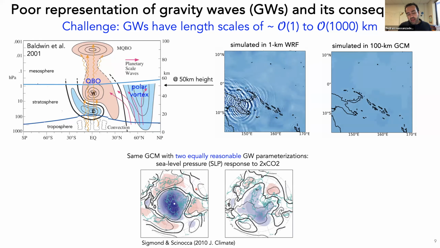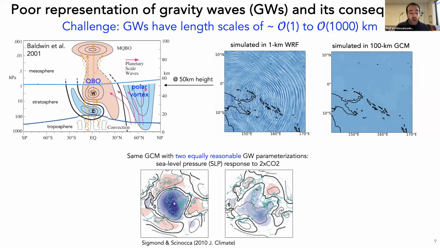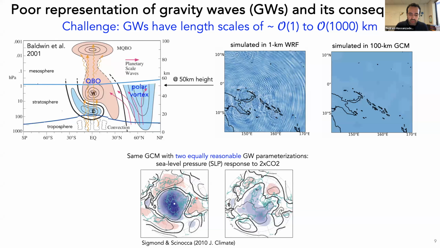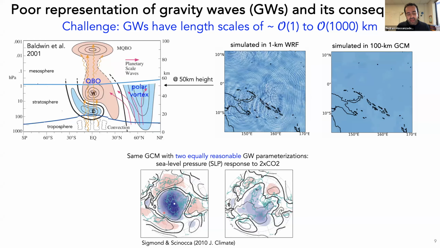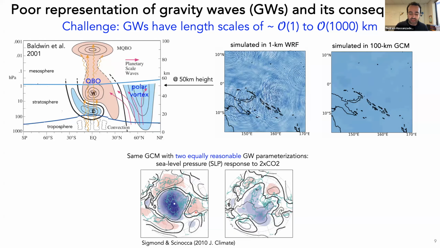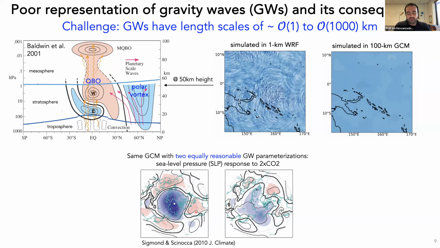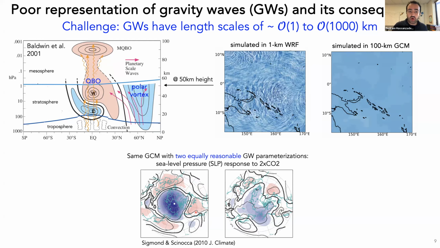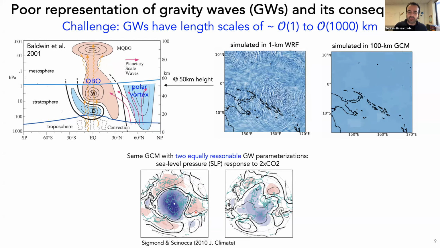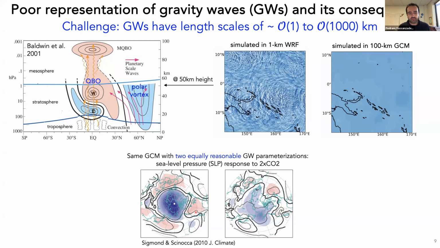For example, here, I'm showing you the change in the sea level pressure in response to doubling CO2 in the northern hemisphere, obtained using the same GCM, but with two equally reasonable gravity wave parameterizations. As you see, the hemispheric patterns overall look similar, but there are noticeable differences at the regional scales. And we know, for example, from our work on hurricanes that whether in Texas we get fast-moving or slow-moving storms actually depends a lot on these regional SLP responses. This is also true about blocking events and heat waves and many other kinds of extreme events.